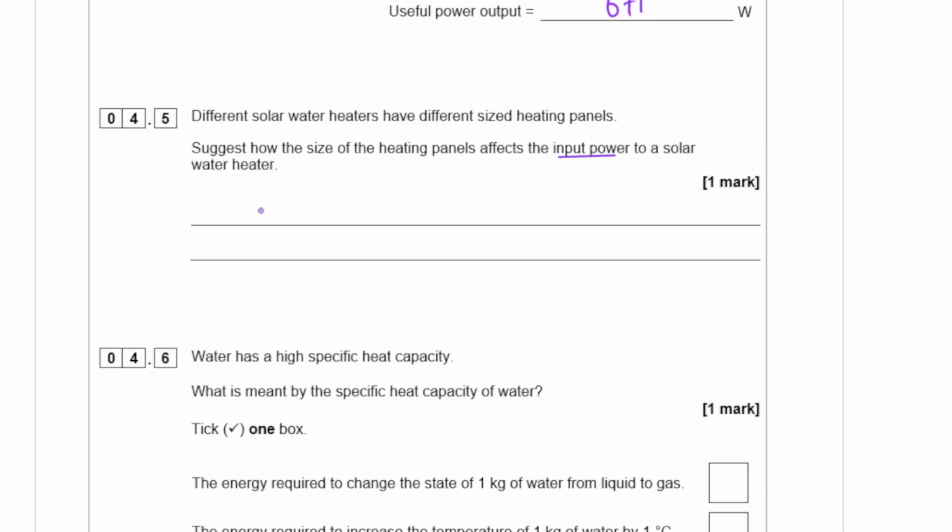So larger heating panels have a greater input power.